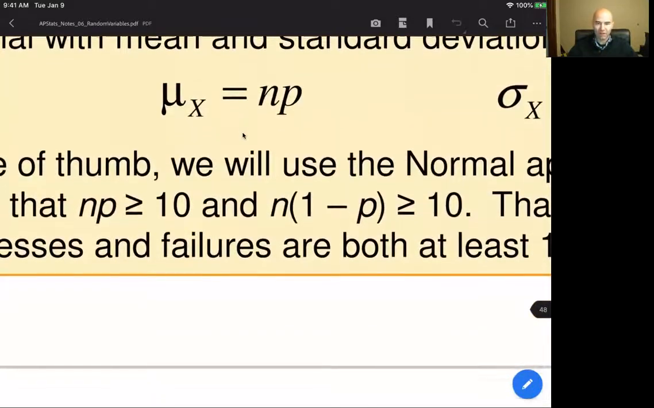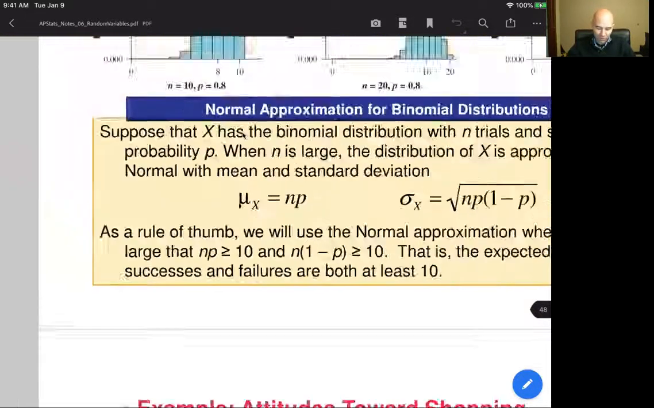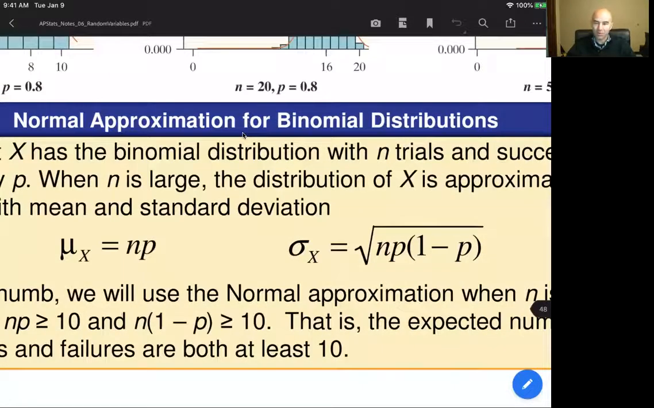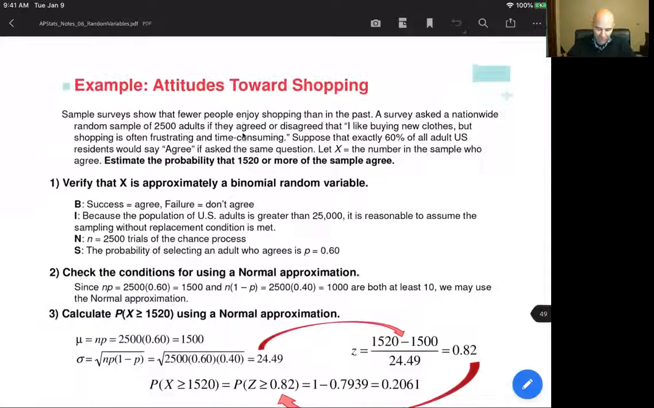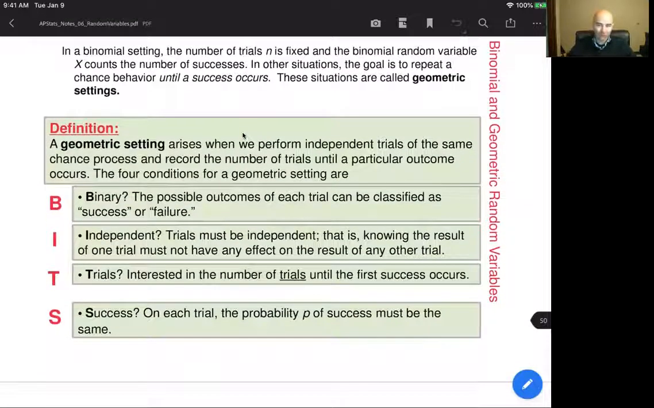So right there, kind of in the center, n times p and n times 1 minus p. So that's the number of successes you expect and the number of failures you expect. As long as both of them are greater than or equal to 10, we'll consider the distribution approximately normal. And if it is approximately normal, and you use these formulas for the mean and standard deviation, you can now calculate probabilities using the normal distribution and the normal CDF as an option. And that's an example here of how to do that. And we'll work more on that in your homework.